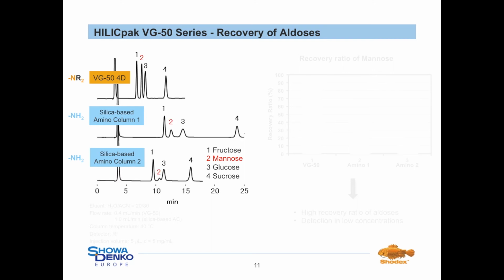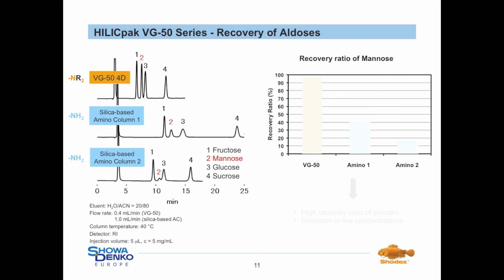In both silica-based amino cases, in general, the sugars are retained much longer on the column, even if the flow was 2.5-fold increased. In addition, mannose and glucose showed significantly lower peak intensity and an increased peak broadening, which is caused by the adsorption of reducing sugars by the primary amine functionality.